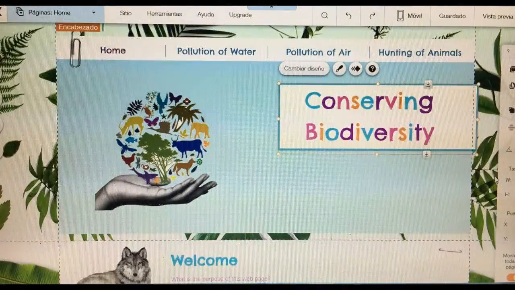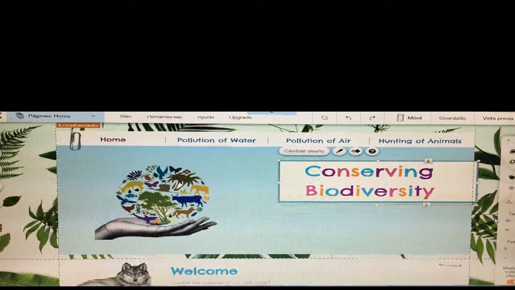We designed a web page that contains the main causes of the pollution of the air and water, and some statistics of the hunting of animals in Mexico that affect the biodiversity.